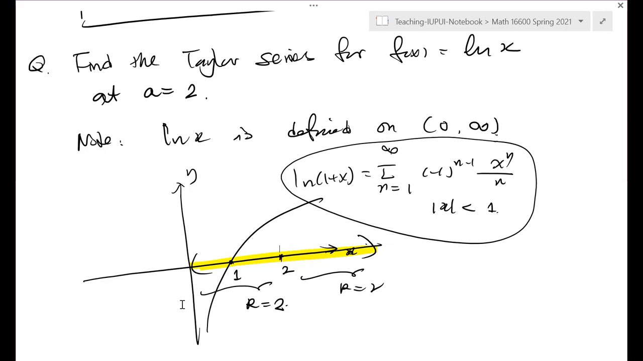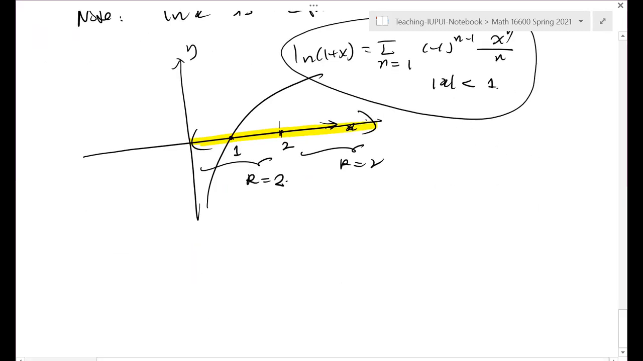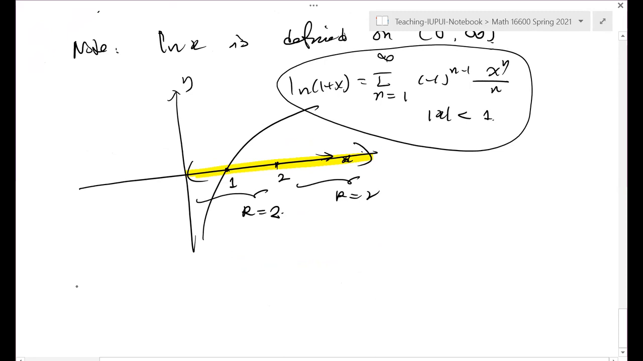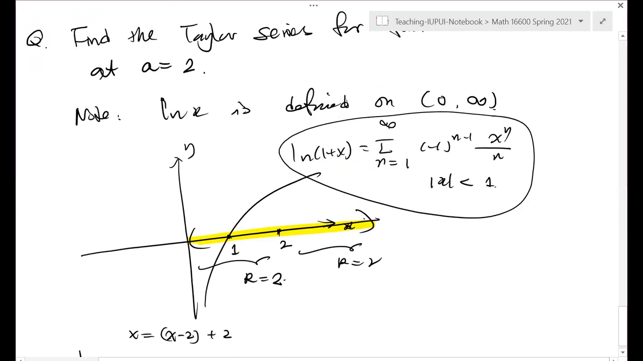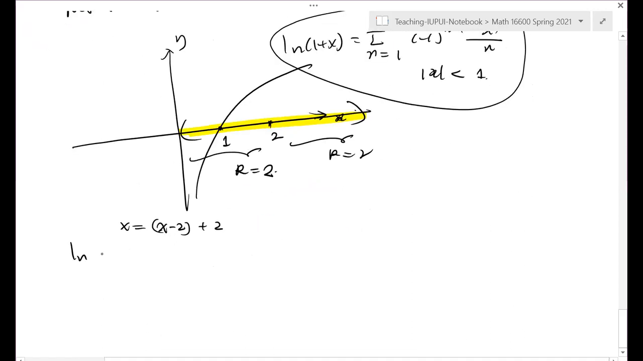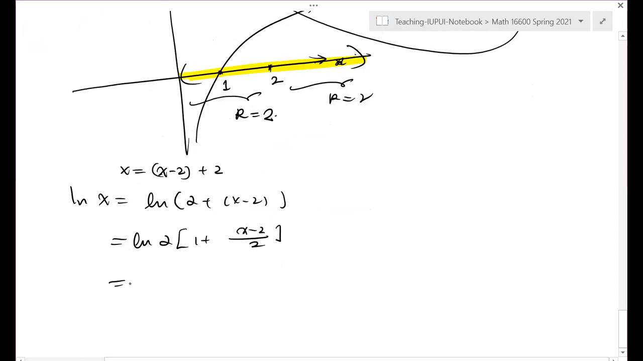Let me show you how to do it if you haven't got it. So, natural log of x, right? You have to express x in the form x minus 2 plus 2. Okay, so natural log of x is natural log of 2 plus (x minus 2). So I take 2 out. Then I get natural log of 2, this constant, don't worry about that.